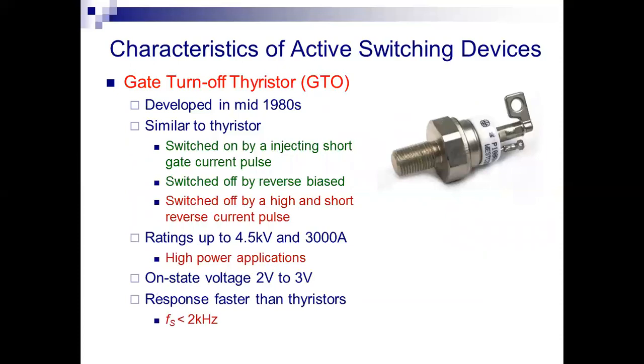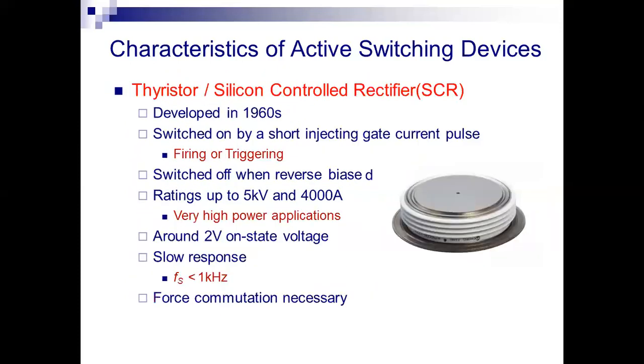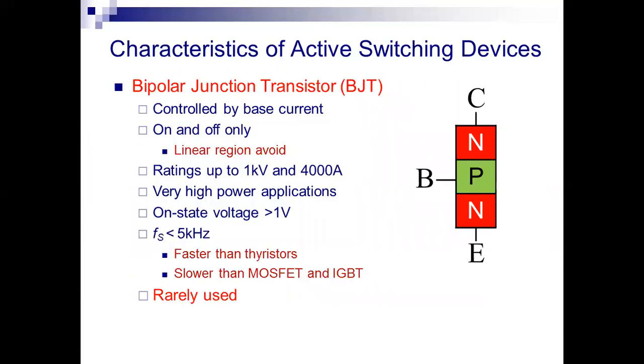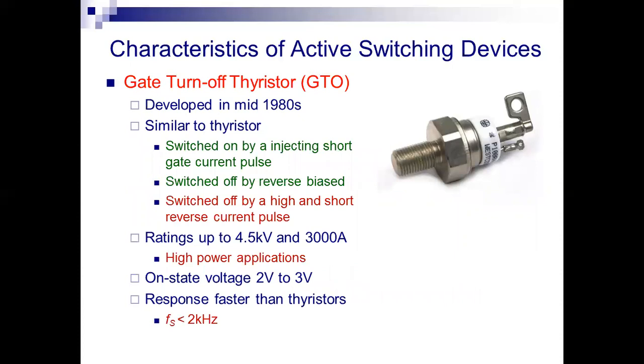Next one, gate turn-off thyristors. These were developed in the mid 1980s and are similar to thyristors. If you observe the symbol diagram of the gate turn-off thyristor, the symbol is also the same: cathode, anode, and the gate. The gate signal has been given here, along with the anode and cathode.